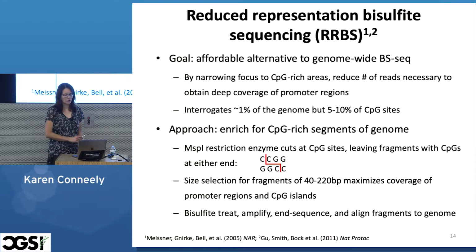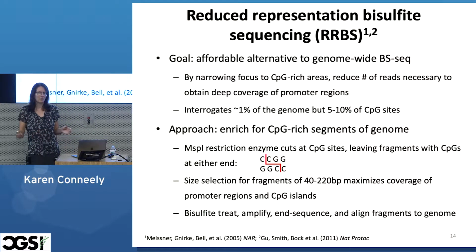And so the standard approach to enrich for these CpG-rich regions of the genome is to use a restriction enzyme that will cut at the CpG sites. And if you do this, it leaves fragments with CpGs at either end.